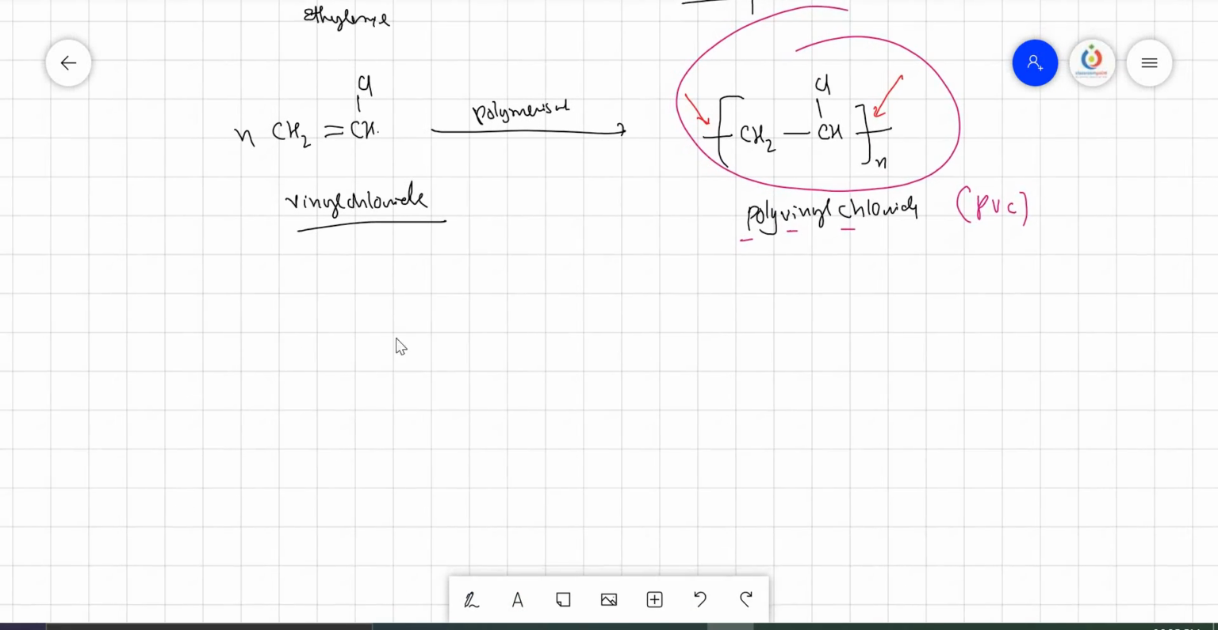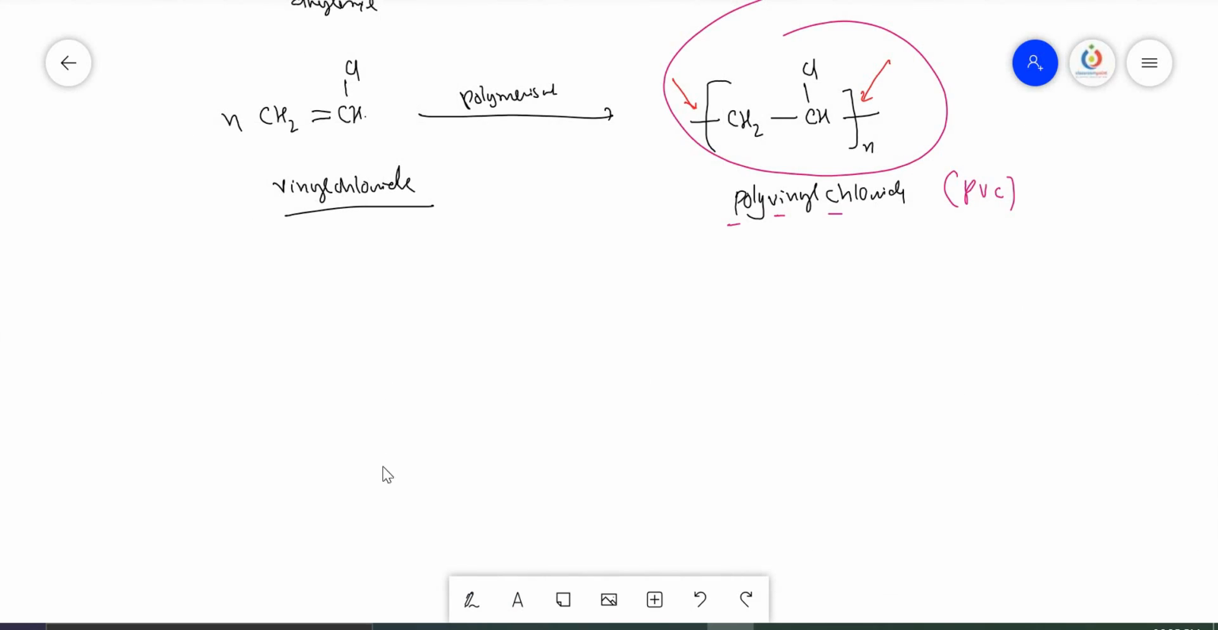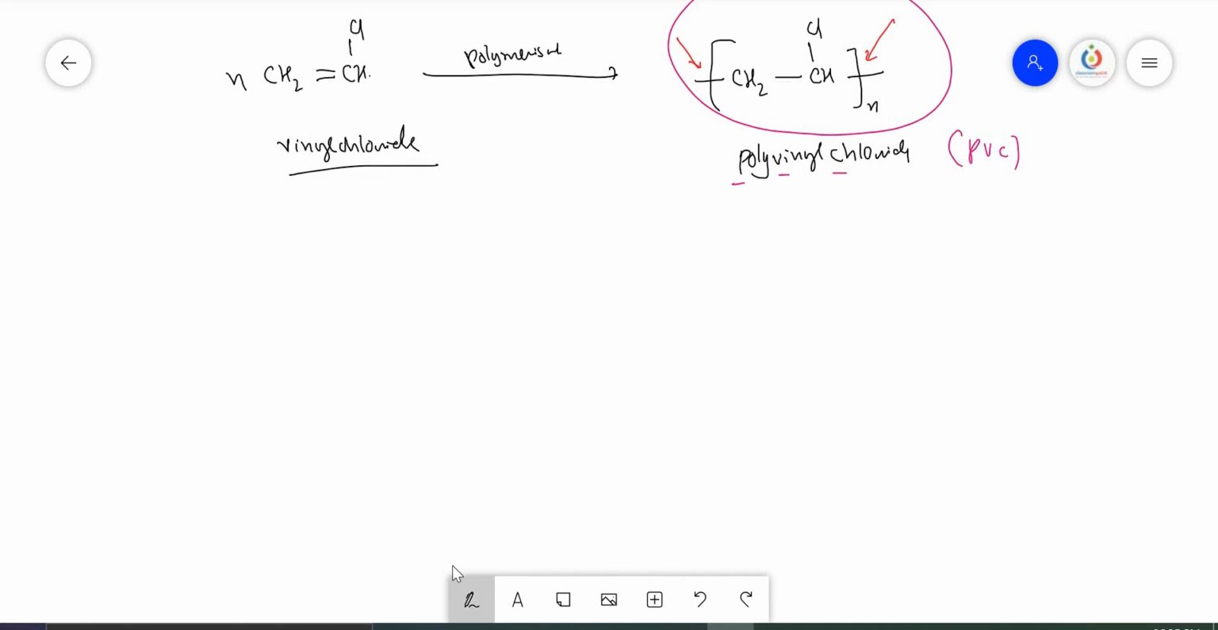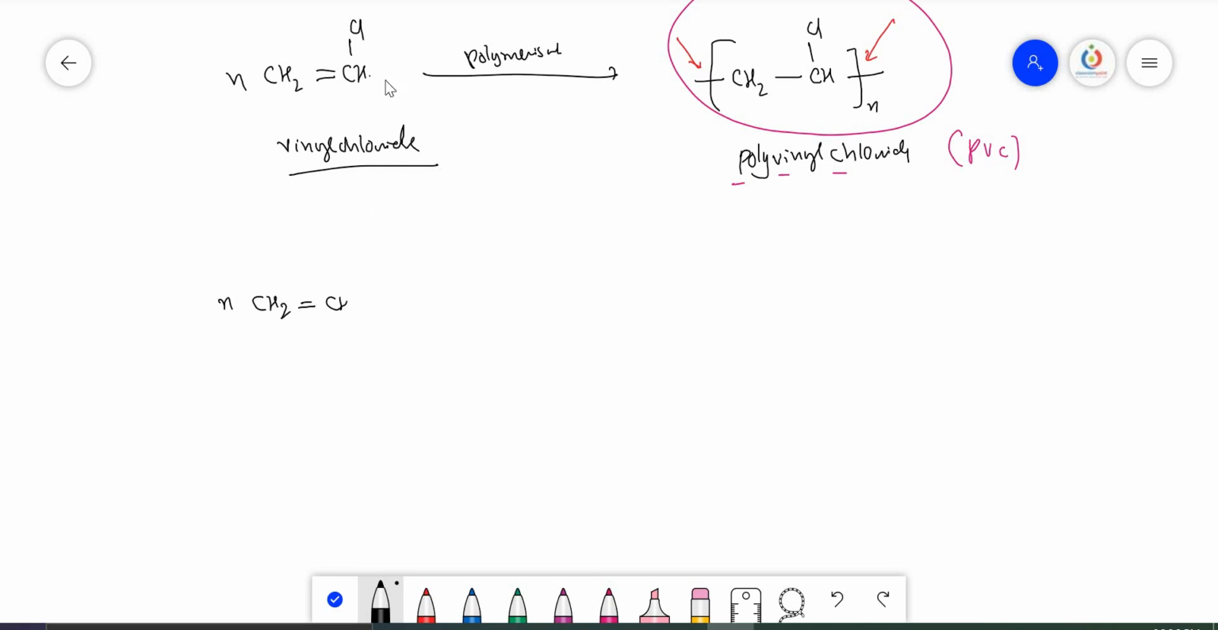So we shall take one more. These are all similar names, and let us take n number of times CH2=CH. In the place of Cl, you take cyanide. It is called acrylonitrile.